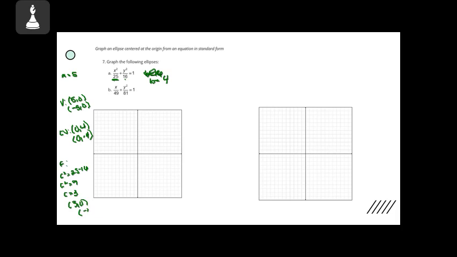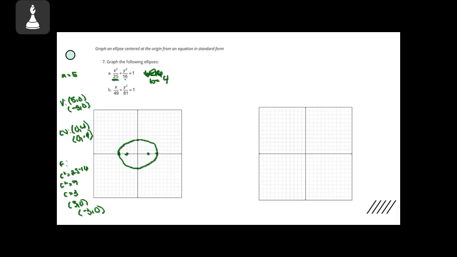So we'll start with 1, 2, 3, 4, 5 on each side, and 1, 2, 3, 4 up and down. So I'll do my best to kind of make the oval shape here of my ellipse. And then I just need to add my foci. And I am done. Depending on the difference between these values, it may be more stretched or less stretched.